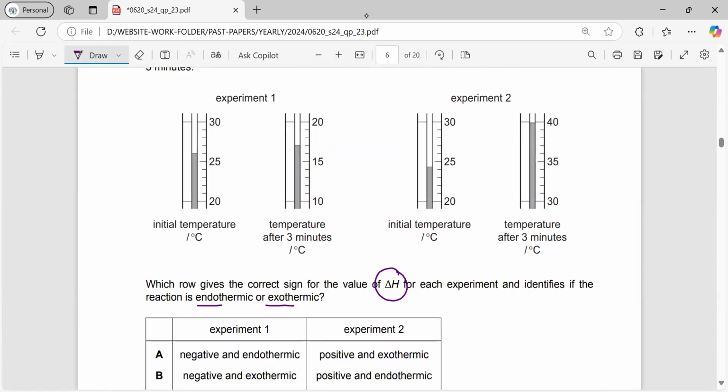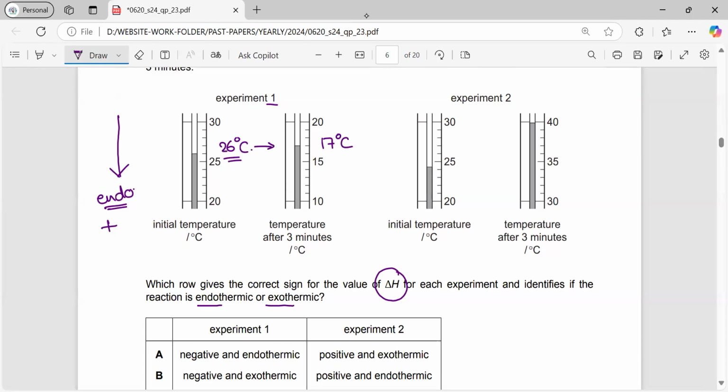So let's see the temperature change from these thermometers. For experiment 1, the initial temperature is 26 degrees, and the final temperature after 3 minutes is 17 degrees. So the temperature has decreased, and the temperature decreases in an endothermic reaction. So it's going to be positive.